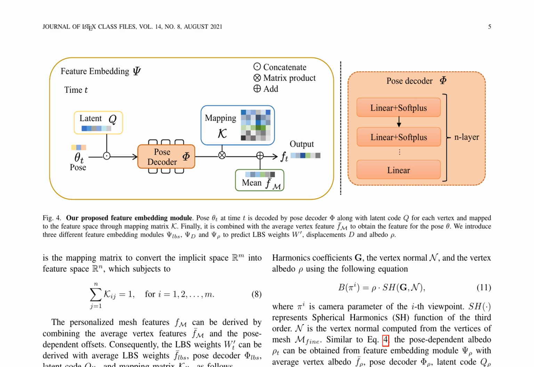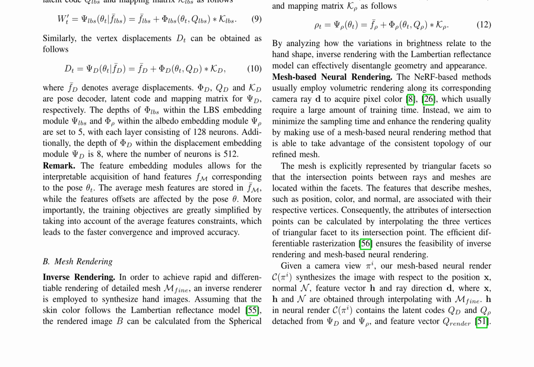The mesh rendering process involves inverse rendering, which synthesizes hand images using the spherical harmonics coefficients g, vertex normal n, and vertex albedo ρ.